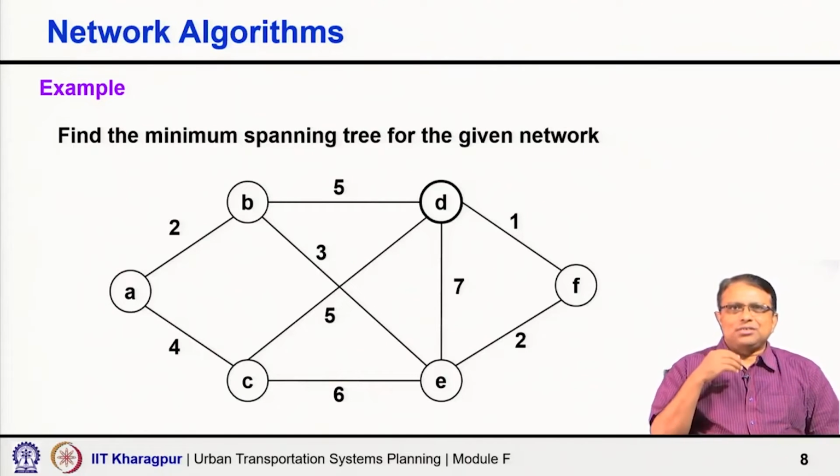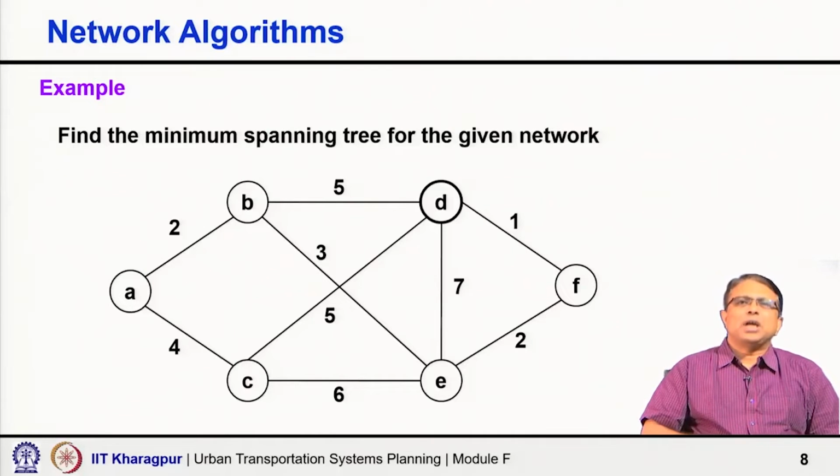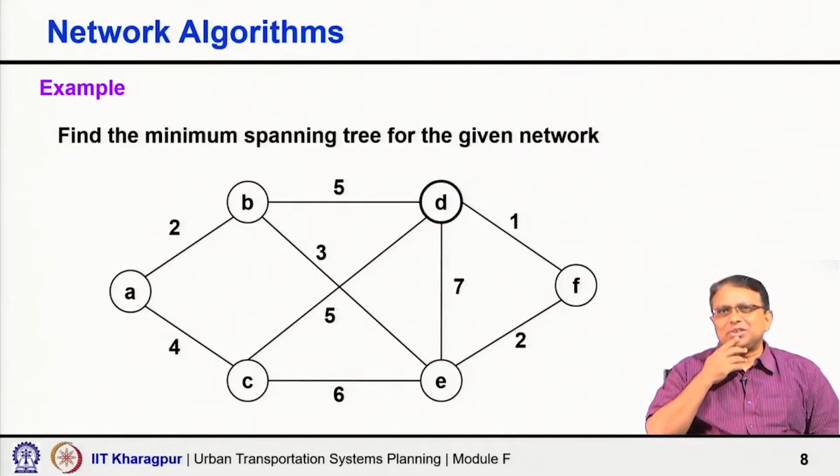So, how to select this? I know I have got A to B, B to D, D to E, 1, 2, 3, 4, 5, 6, 7, 8, 9. I have got 9 links here. And how many nodes are there? I have got 6 nodes. So, how many links do I want to pick up? 5 links. So, from 9, I have to pick up 5 links to ensure connectivity of 6 nodes. That is my objective.